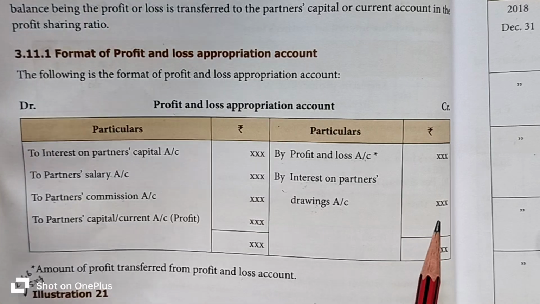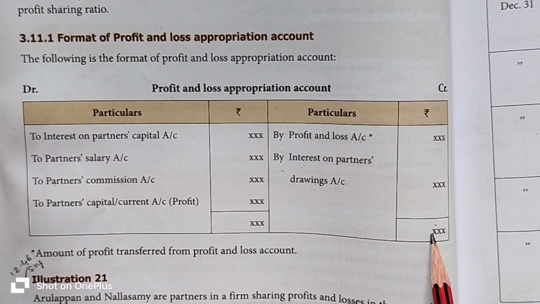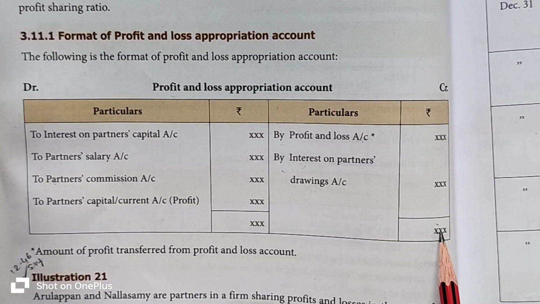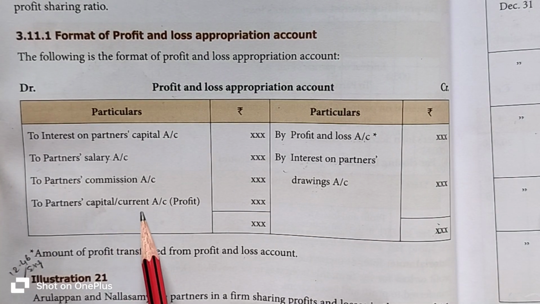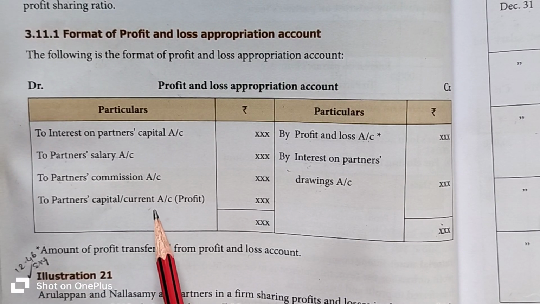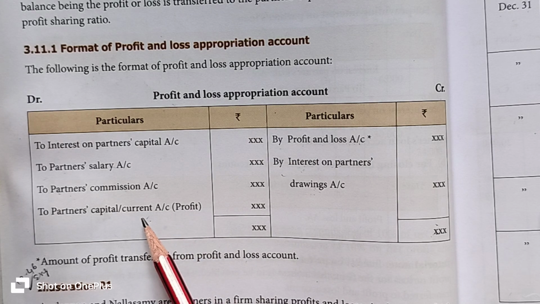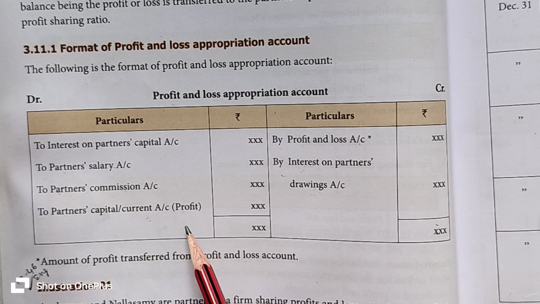Then we have the higher value on the credit side, so we get the total on the credit side. If you get the total on the credit side, the net profit is to be on the debit side, right? Then we have to distribute the profit according to the given profit sharing ratio.